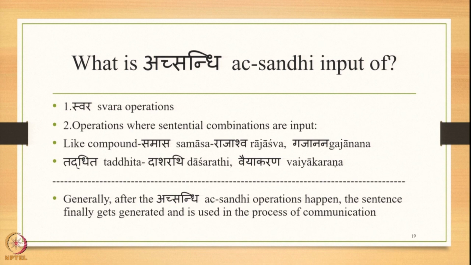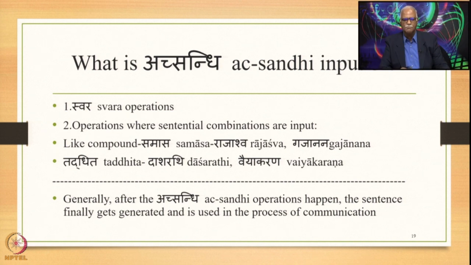Also, operations where sentential combinations are input, even there sandhi becomes an input. For example, the compounds or the samasas like Rajashva or Gajanana. Similarly, Taddhita formations, for example, Dasharathi or Vayyakarana. Generally, after the sandhi operations happen, the sentence finally gets generated and is used in the process of communication. So, we have seen earlier where we quoted the Vayyakarana Siddhanta Kaumudi, which referred to the explanation of the term samartha as krita sandhi karyatvam. Samartha means krita sandhi karyam. This is very important and a very crucial fact to remember.